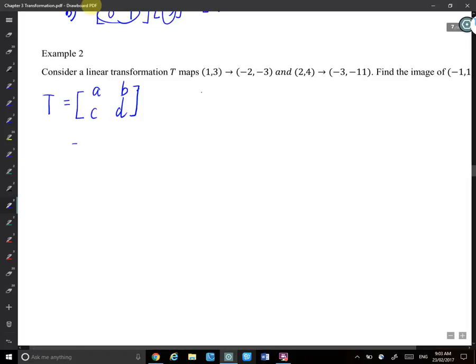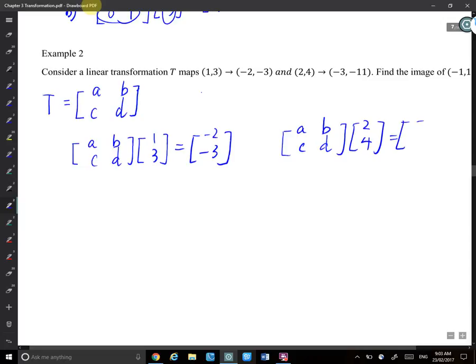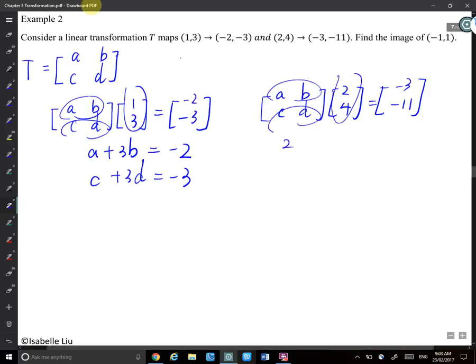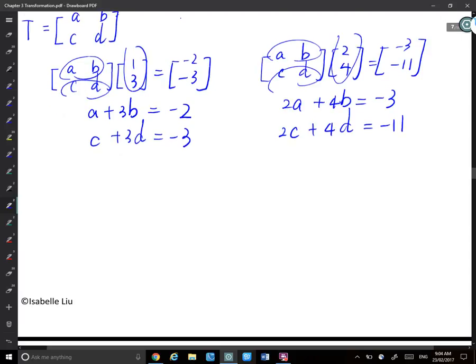So the first one gives you [A, B; C, D] times (1, 3) gives you (-2, -3). The next one is [A, B; C, D] times (2, 4) and gives you (-3, -11). So what you will have is A plus 3B gives you -2, C plus 3D gives you -3. Row, column. And this side will be row, column: 2A plus 4B gives you -3, 2C plus 4D gives you -11. So you will use this pair and this pair to solve simultaneously.